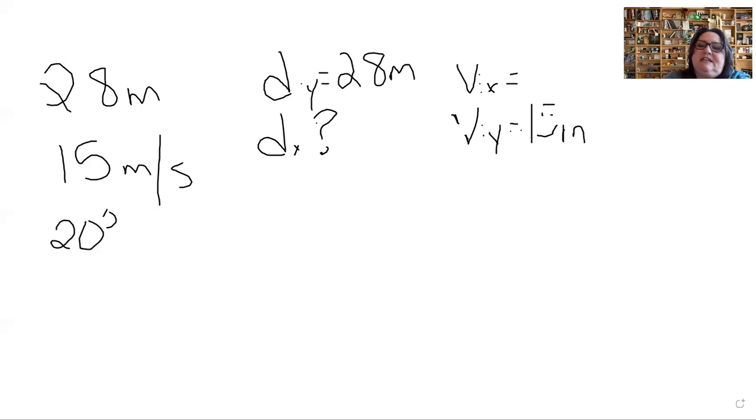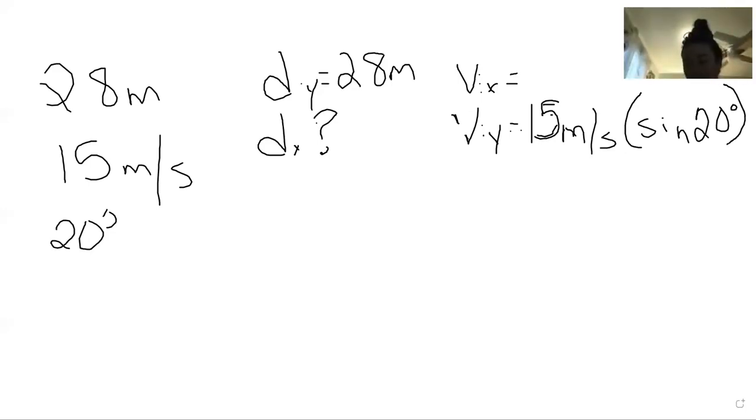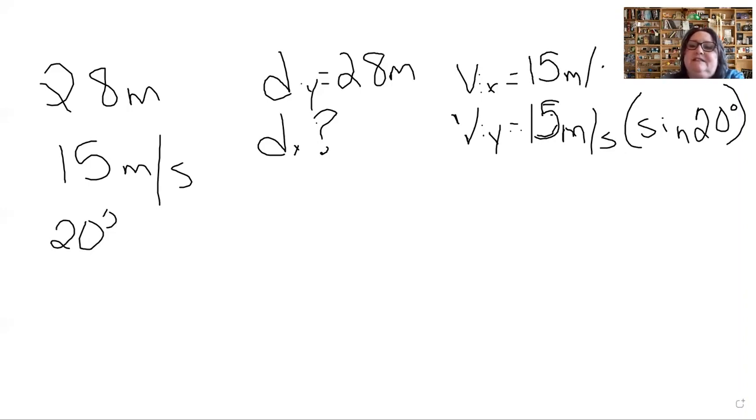So we've got 15 meters per second. That's 15 times sine of what is our theta? Yeah, so sine of 20 degrees. That's going to be our initial y velocity. Then what would the x be? Instead of sine, what would we use? Cosine. All right.